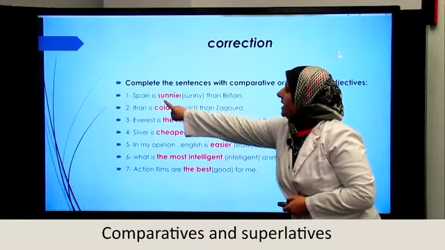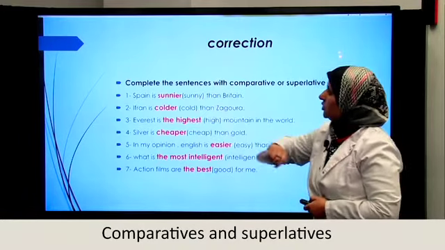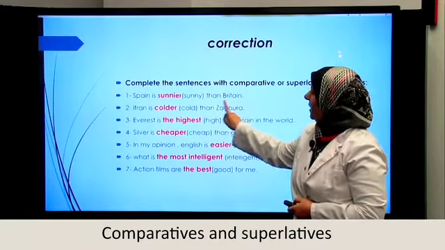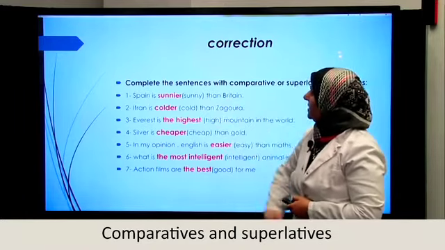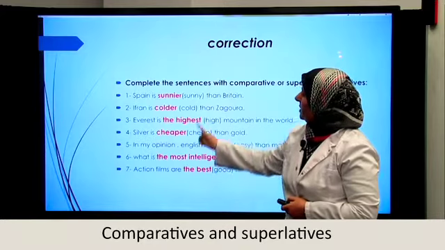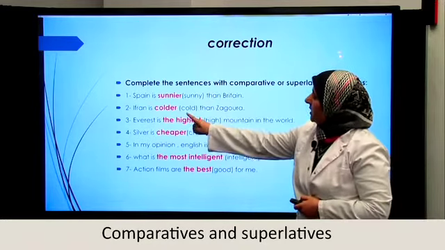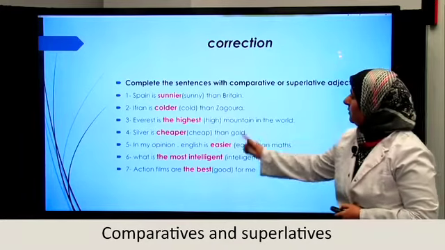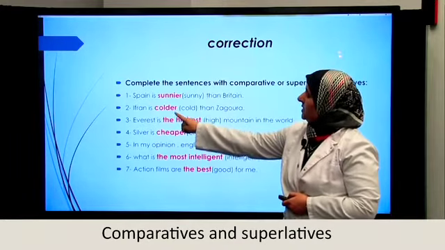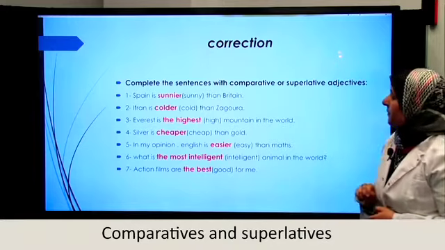Spain is sunnier. So here we have sunny. Sunny is a short adjective, and we are comparing Spain to Britain, and here we have a Y, so we change the Y to an I plus ER. Number 2, Ifran is colder than Zagora. Of course, comparing here two cities, and the adjective is a short adjective.